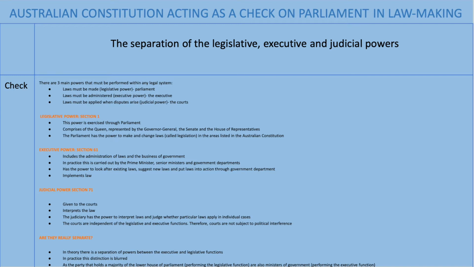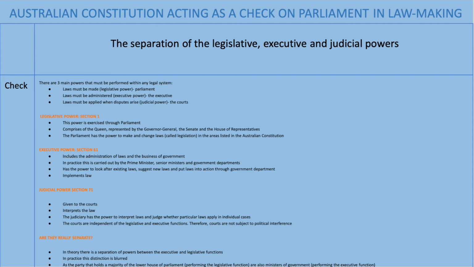The judicial power is found in Section 71 of the Australian Constitution. This power is given to the courts to interpret the law. The judiciary has the power to interpret laws and judge whether particular laws apply in individual cases. The courts are independent of the legislative and executive functions. Therefore, the courts are not subject to any political interference.